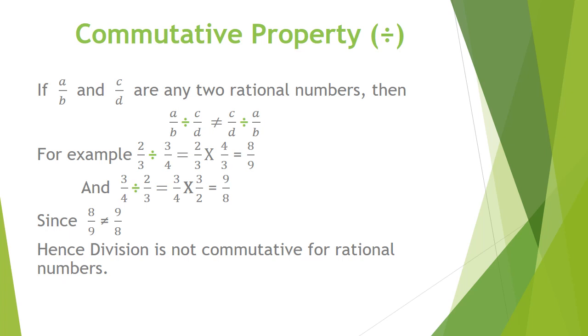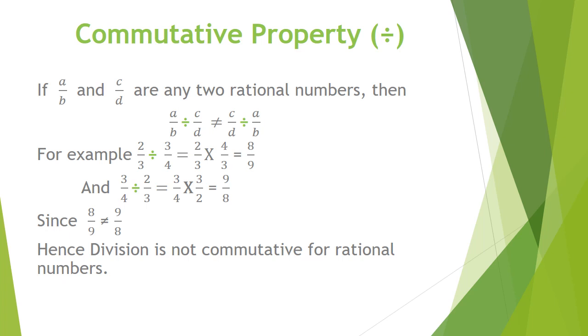Again change divide into multiply and do the reciprocal of 2 by 3. It will be 3 by 2. Then answer will be 9 upon 8. Since 8 upon 9 and 9 upon 8 both are not same, hence division is not commutative for rational numbers.